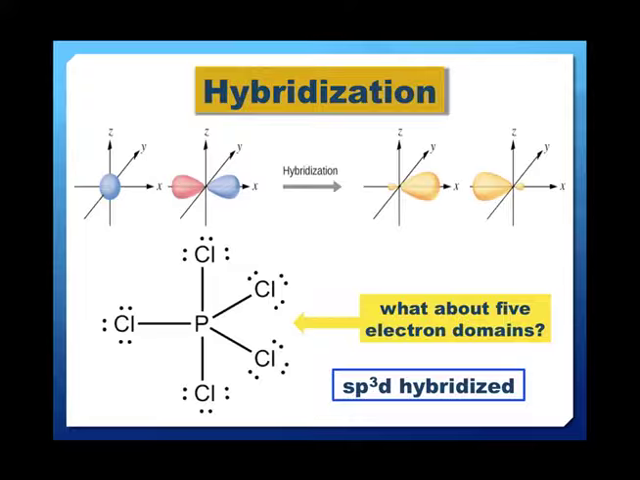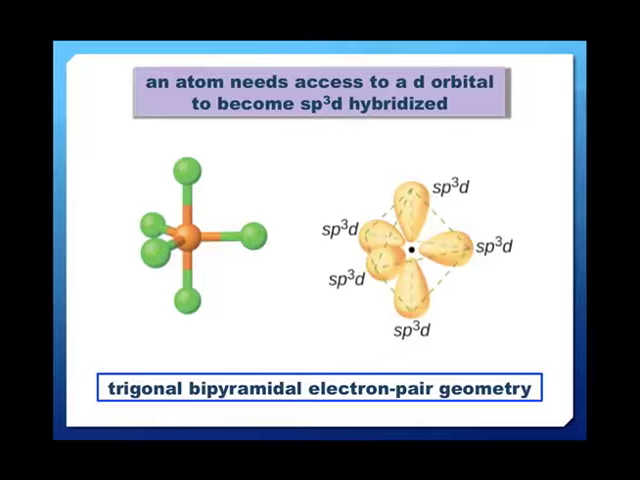The reason that only atoms in the third row of the periodic table and below can form more than 4 bonds, that is, form hypervalent molecules, is because an atom with more than 4 bonds requires access to d orbitals in its valence shell. The first set of d orbitals occurs at n equals 3.